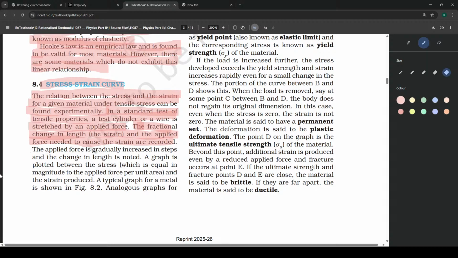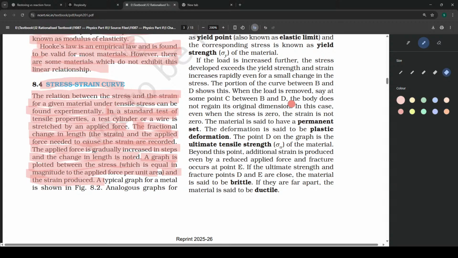Then at the first step we keep a minimum applied force, so according to Hooke's law the strain also will be minimum. Next, trial 1 is over. Now let's go to trial 2. The applied force is gradually increased in steps and the change in length is noted. As we keep on increasing the applied force in the second trial, third trial, we note the strain, whether the length is increasing more or not increasing at all. Then a graph is plotted between the stress, which is the magnitude of applied force per unit area, and the strain produced.